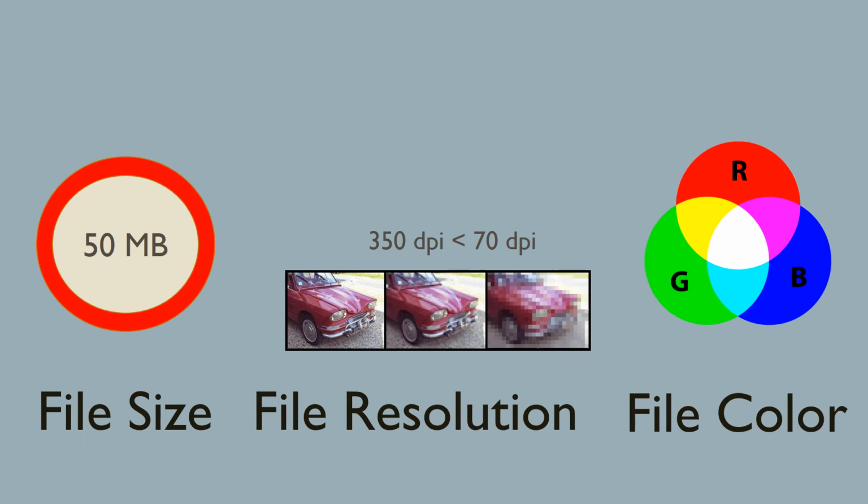File color is very important. When you are working on a device, it is always going to be RGB. CMYK is a color that you will use only for print magazines.